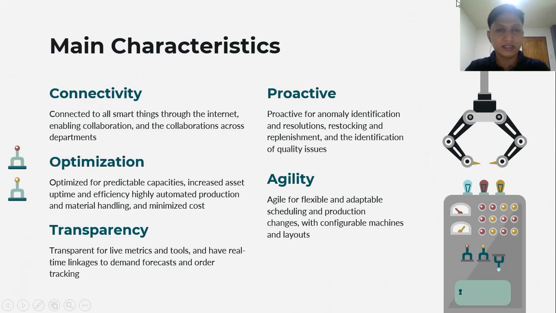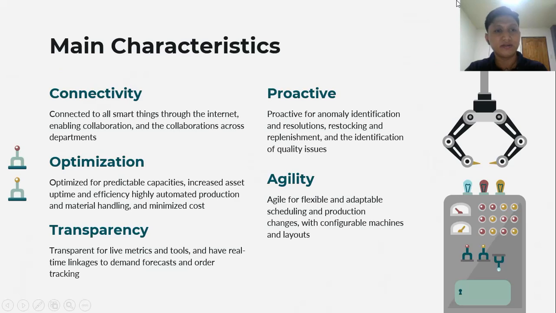The main characteristics of a smart system: we have five. First is the connectivity, connected to all smart things through the internet, enabling collaboration across departments. So this usually involves the Internet of Things, in which smartphones can gain access to the data over far areas that we need to be informed about.